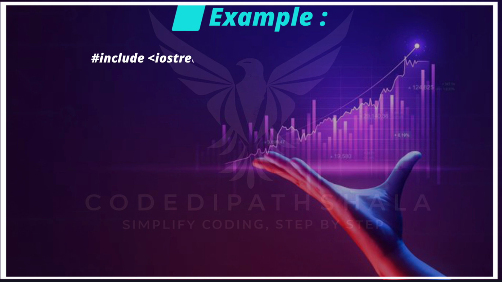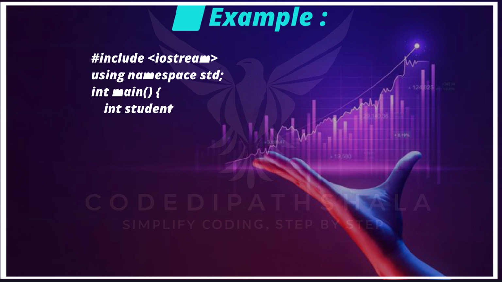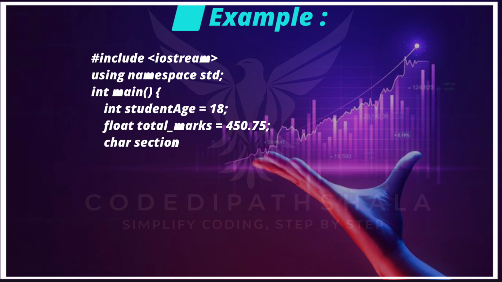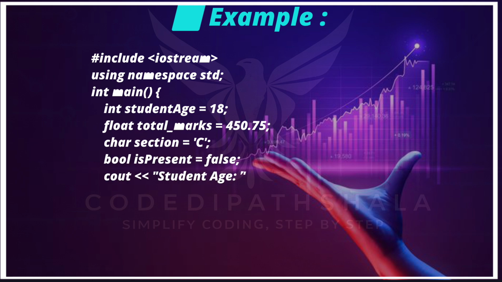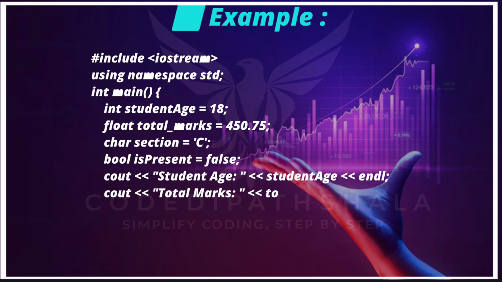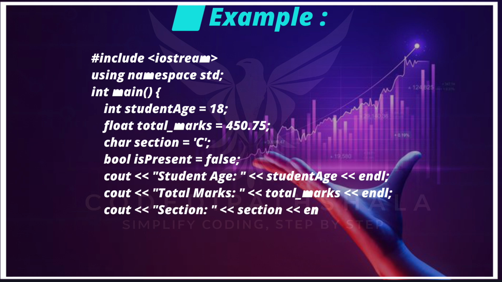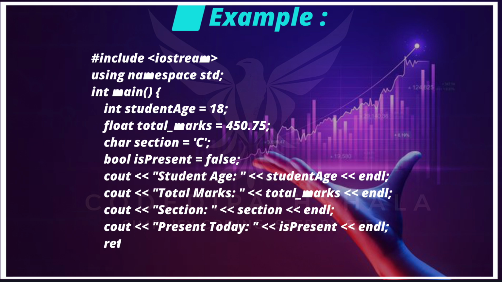Example. int main, int studentAge = 18, float total_marks = 450.75, char section = 'C', bool isPresent = false. cout << "Student age: " << studentAge << endl, cout << "Total marks: " << total_marks << endl, cout << "Section: " << section << endl, cout << "Present today: " << isPresent << endl. return 0, closing curly bracket.